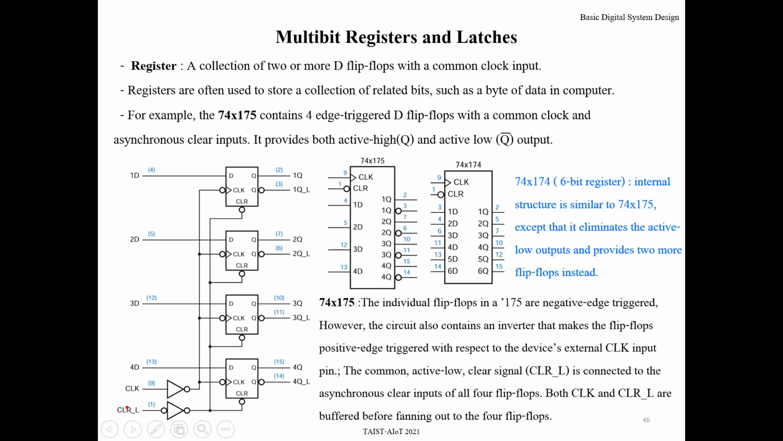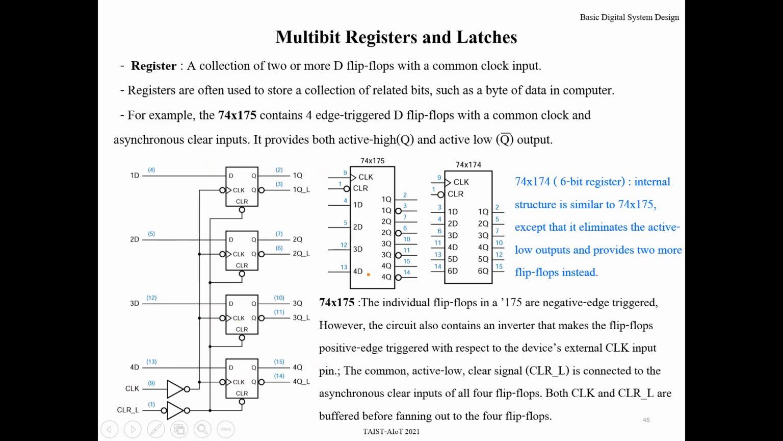Okay, four D flip-flops. These four use a common clock, the same clock. That means when this clock ticks, this flip-flop, this flip-flop, this flip-flop, and this one will read the data from the output at the same time. That means the outputs of the flip-flops will update their data simultaneously. So this kind of device is called a register.